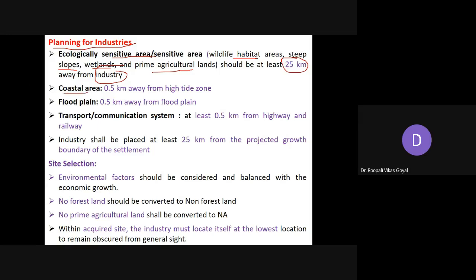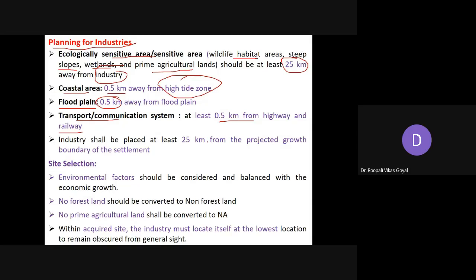If it is nearby a coastal region, coastal area, then it should be 0.5 kilometer away from the high tide zone. Similarly, it is applied to flood plain. It should be 0.5 kilometer away from the flood plain. Transport and communication system, so at least 0.5 kilometer from highway and railway. Minimum 0.5 kilometer away from highways and railways.